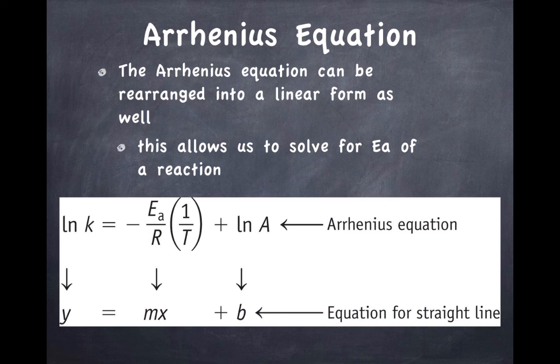So if we graph the natural log of k on the y-axis and, what do we got on the x-axis? 1 over T in Kelvin, then our slope is going to be negative Ea over R. And so we can find our activation energy from the slope of that line.